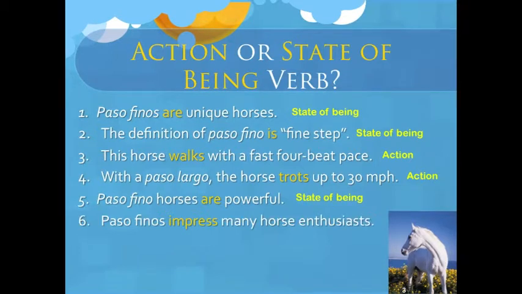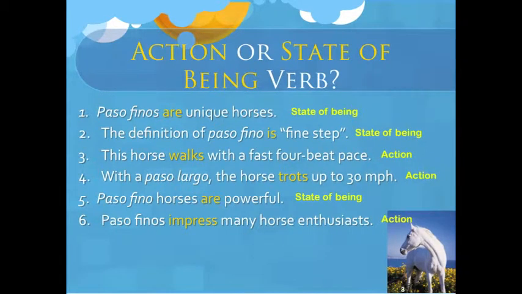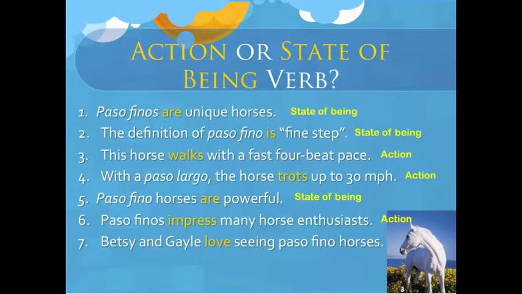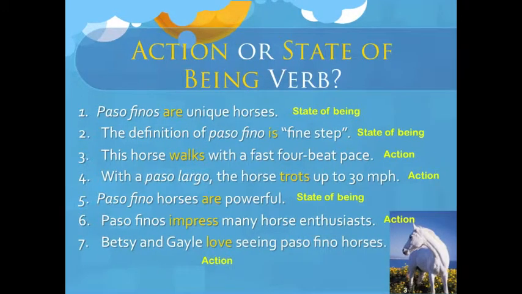Wow, we're getting good at this. Number 6, paso finos impress many horse enthusiasts. The verb is impress. What do you think it is? As we mentioned, state of being verbs describe the subject, not the object. So it is an action verb, and horse lovers are fascinated with the horse. That's right, Gail. Now for the last sentence. Betsy and Gail love seeing paso fino horses. Love is what? An action verb because it expresses a mental action. And we do love those paso fino horses. We sure do.